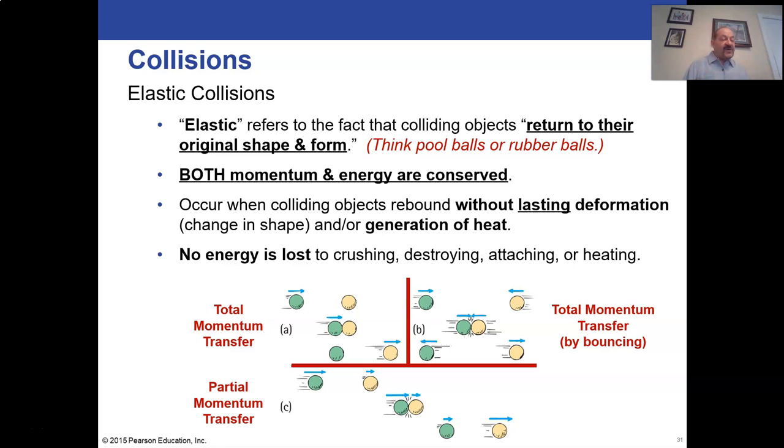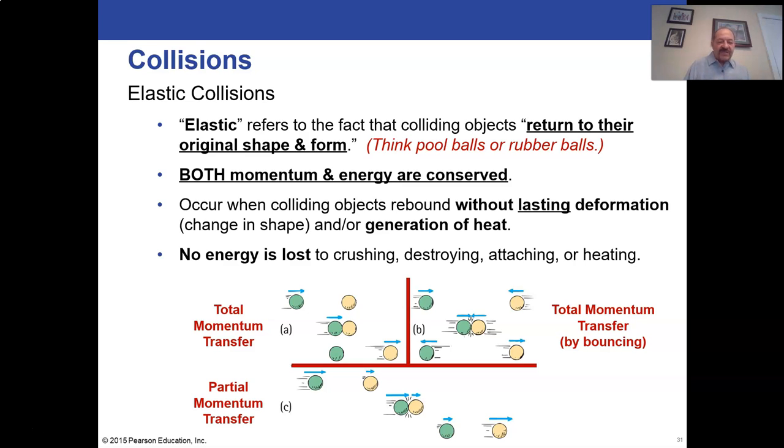You can have different types of total transfer in momentum where objects bounce. So if you look at B, both the green ball and the yellow ball have momentum in opposite directions. They collide, and they each impart their momentum to the other, so they end up going in the opposite directions again, but now away from each other. So that's another type of total momentum transfer. But you might have partial momentum transfers.